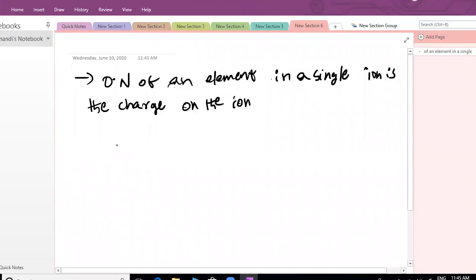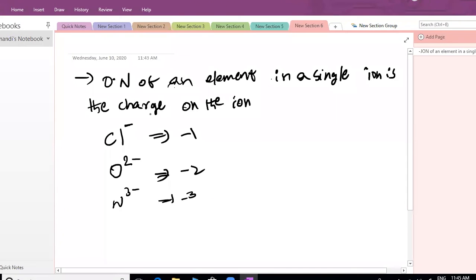Understood? Meaning here Cl minus, whatever number, that is the oxidation number here. -1 is the oxidation number of chlorine. Oxygen, this is a single ion, sir. There are not too many atoms here, only one atom. But a charge is there, which means ion. This is oxide. How much charge here? -2. This is the oxidation number. And N3 minus, how much is there here? 3 minus. Whenever they are a single element, single ion, the charge is equal to the oxidation number.